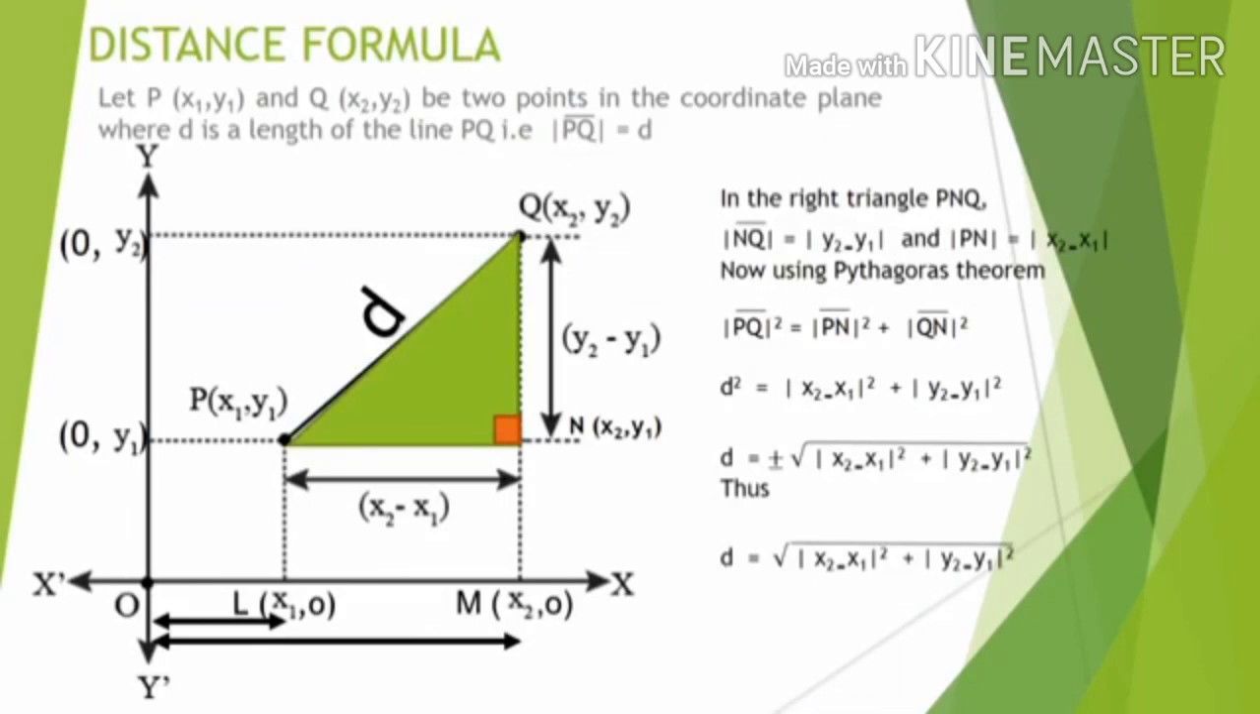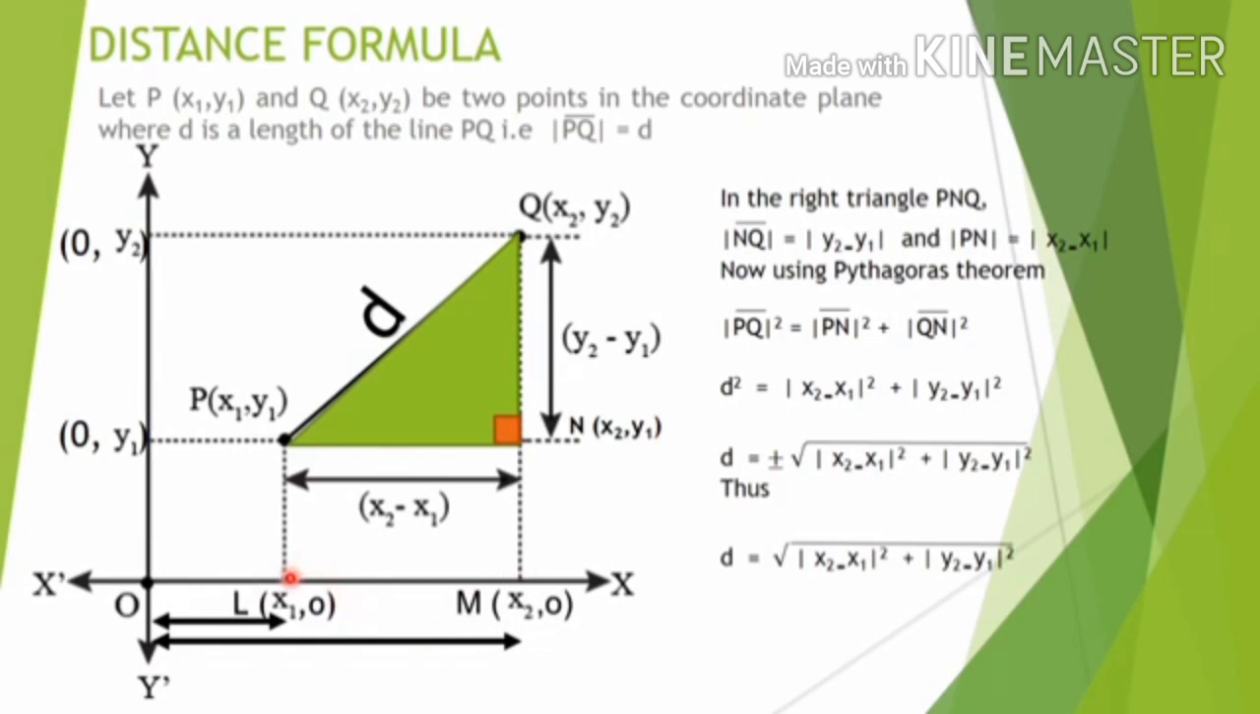So students, let us derive the distance formula. If we have 2 points P(x1, y1) and Q(x2, y2) in the coordinate plane, and the distance between P and Q is denoted like this, let's just take it as small d. Okay students, now can you see the distance from point O to point L is what? x1, and the distance from point O to the point M is x2.